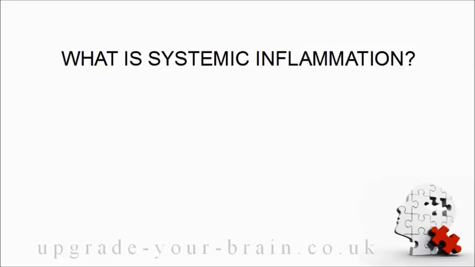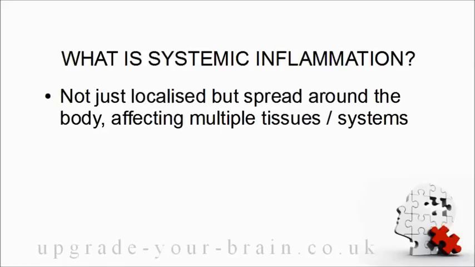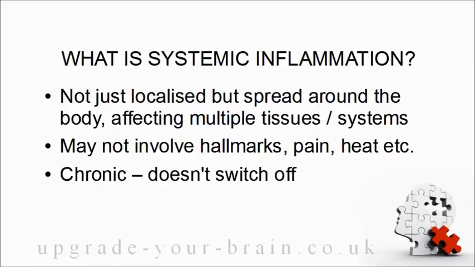So systemic inflammation is inflammation not confined to one place, but spread around multiple systems in the body. And it might not involve pain and swelling, etc. So, for example, you may know that cardiovascular disease involves inflammation of the blood vessels, but you may not be aware of it at all, at least in the early stages. And inflammation especially becomes problematic when it doesn't switch off or when it becomes chronic.